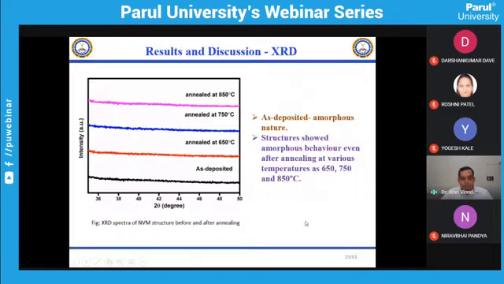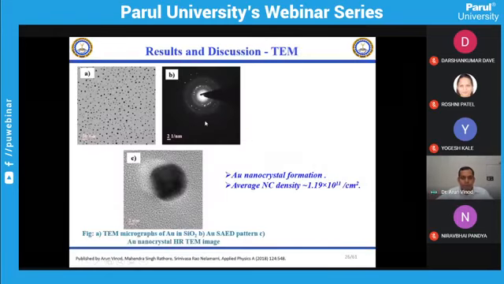The XRD of this structure gave some exciting results: the whole structure is amorphous in nature, as expected, and even at high temperatures of 650, 750, and 850 degrees Celsius, the amorphous behavior continued. The same thing we have seen in TEM.